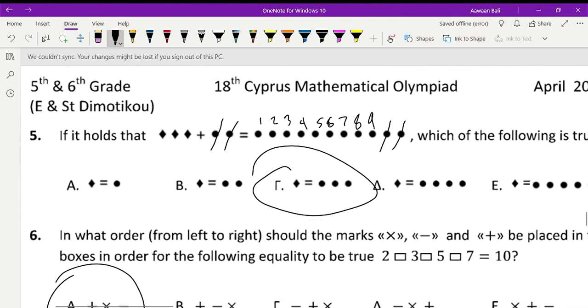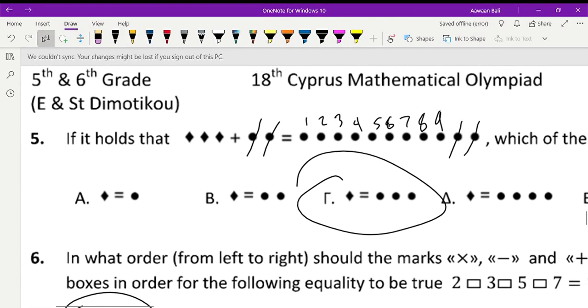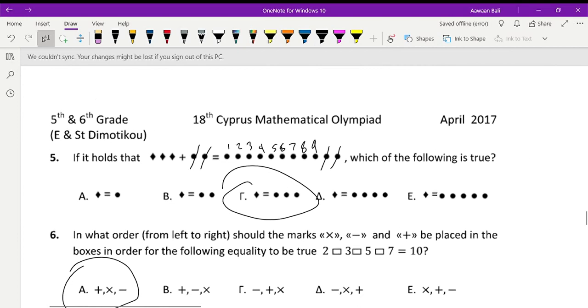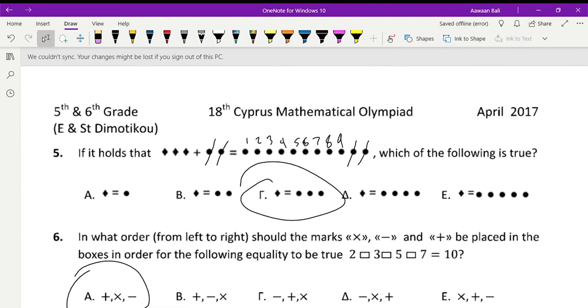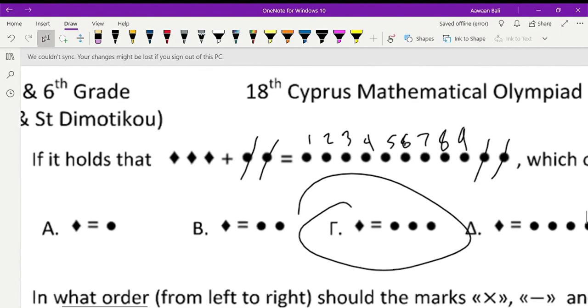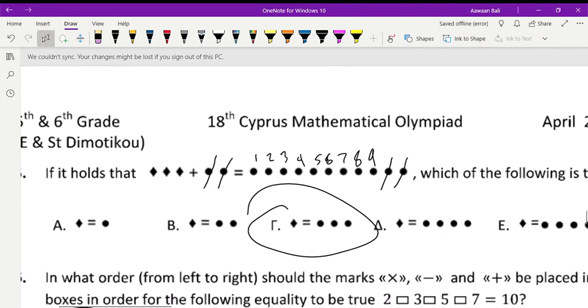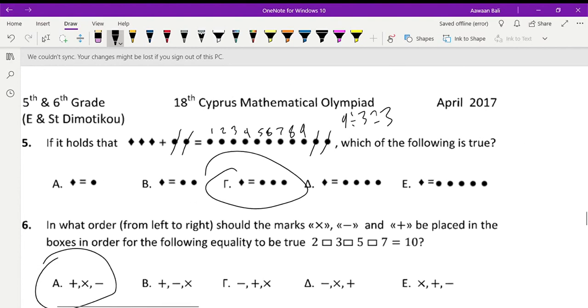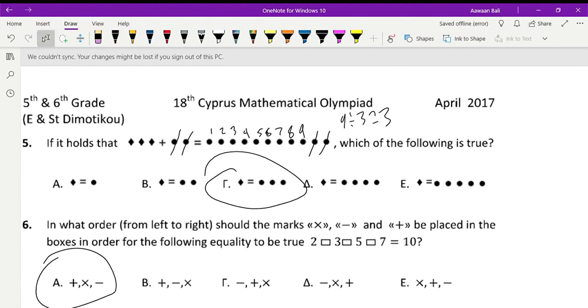Okay. So now, it has to say which of the following is true, and basically it's asking how much is a diamond. So you divide both sides by 3 to find a diamond, since both are divisible by 3 and there's 3 diamonds here, and we're trying to find 1 diamond, so divide by 3. So 9 divided by 3 is 3, and then 3 divided by 3 is 1, obviously. So 1 diamond is equal to 3 circles, thus the answer is gamma.